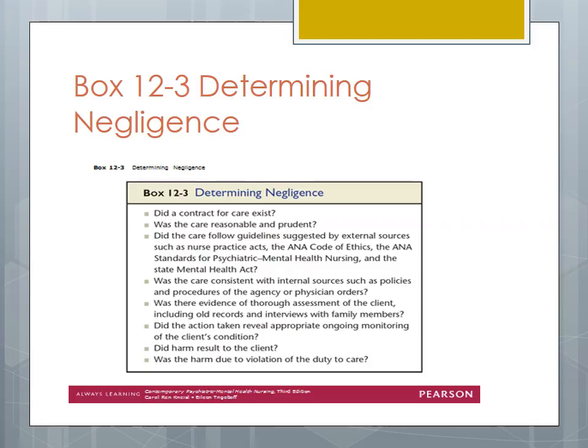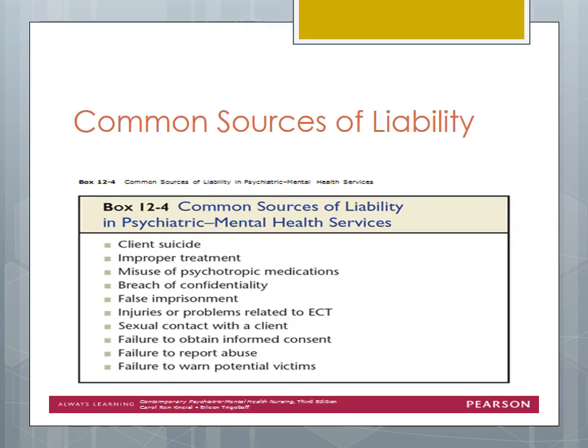Boundary violations. What is that? Boundary violation simply means that nurses do not form social relationships with mental health clients with whom there is or has been a professional relationship. This is unethical. Does it happen? Sure, it happens, but it should not happen. Common sources of liability: client suicide, of course, improper treatment. You will find a list of these also in your book. Make sure that you review them as well.